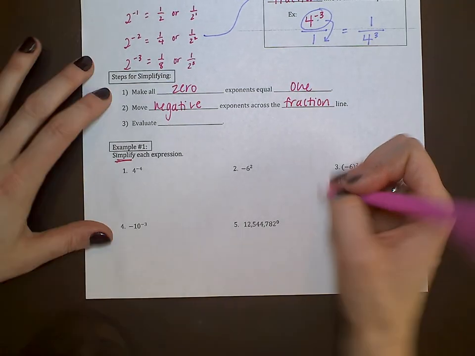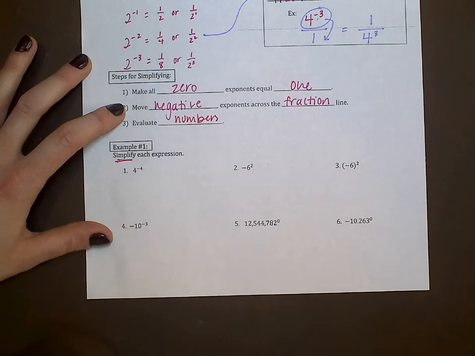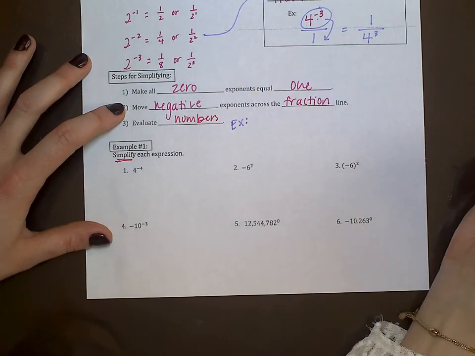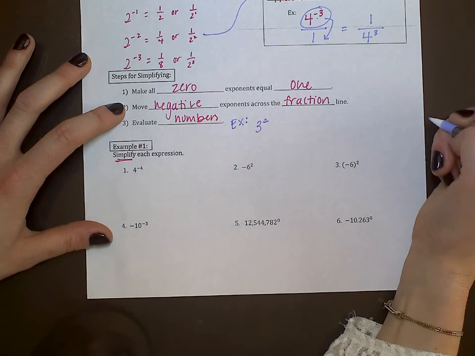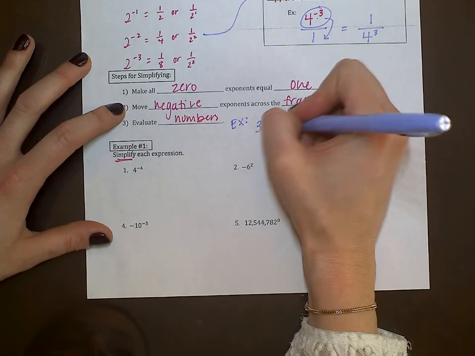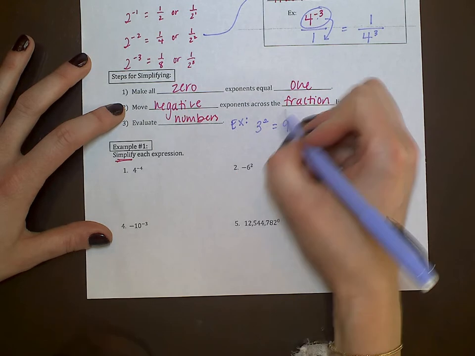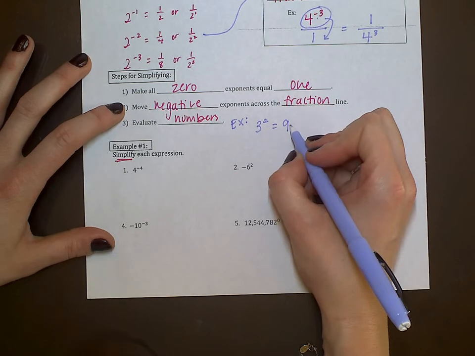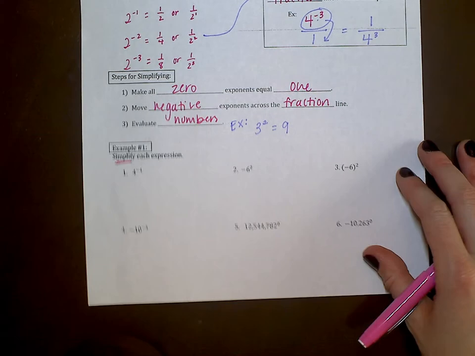Your third step is you want to evaluate numbers, and I'll give you an example of what I mean by that. If you've got something left that's like 3 squared, that's not the best possible answer, because I know that 3 squared is 9, so I would want to evaluate that base to the exponent, and I would want to say 9 as my best answer. Okay, this just takes practice, so let's go through it.